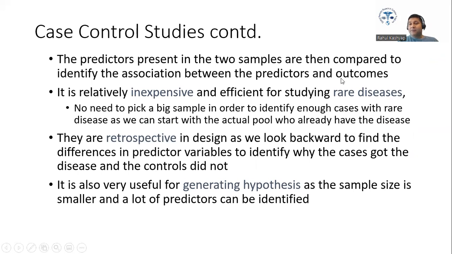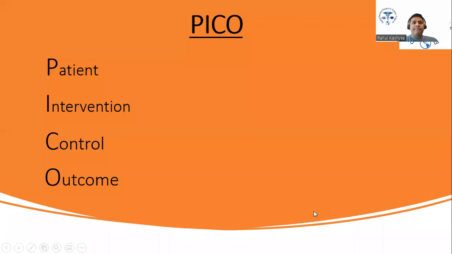This is inexpensive, and for rare diseases, this is the best design: the case control study. These are always retrospective in design, and they are very good for generating hypotheses. So these three questions have been asked in UWorld and USMLE by different mechanisms: what is the strength, and for rare, if they give you a rare disease, then you know that you're working with a case control study design as well.